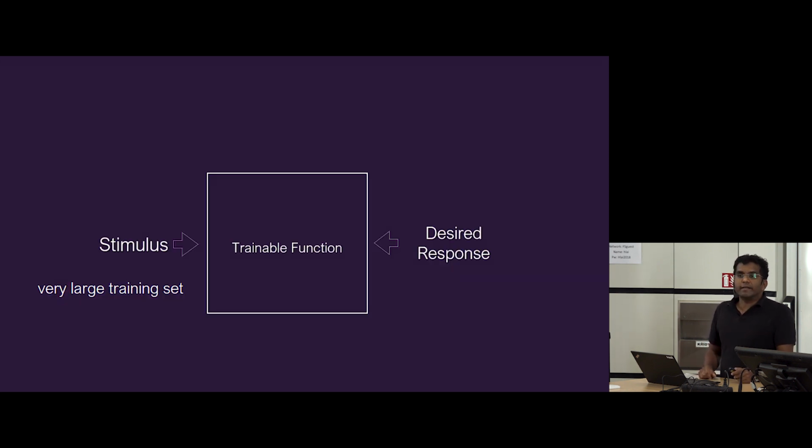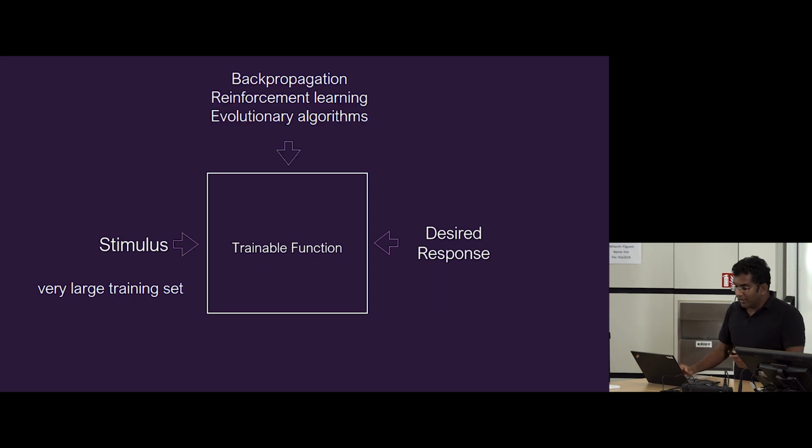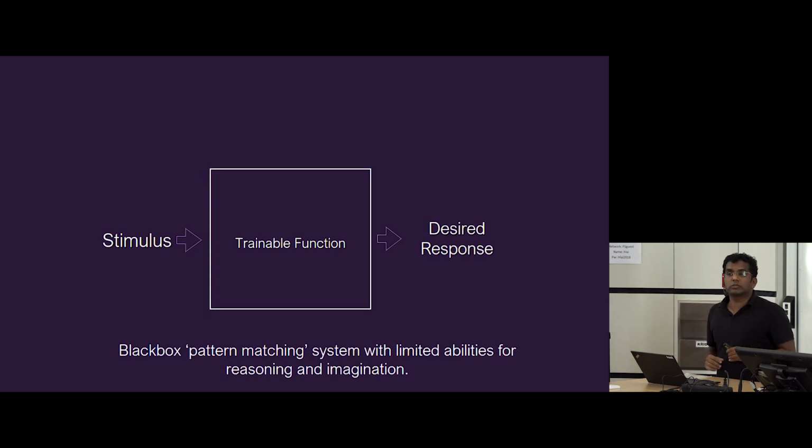Why? Look at it. What we have is a trainable function. And what do we train it with? We have a list of stimuli accumulated. That's called the training data. Lots of it accumulated. And for each training instance, we have the desired response also recorded. So that's a stimulus response. And we train it using backpropagation or reinforcement learning or evolutionary algorithms. And what comes out is a black box pattern recognizer with a very limited ability for imagination, reasoning, creativity, or thinking. But it does have a very good, fast stimulus to response mapping.